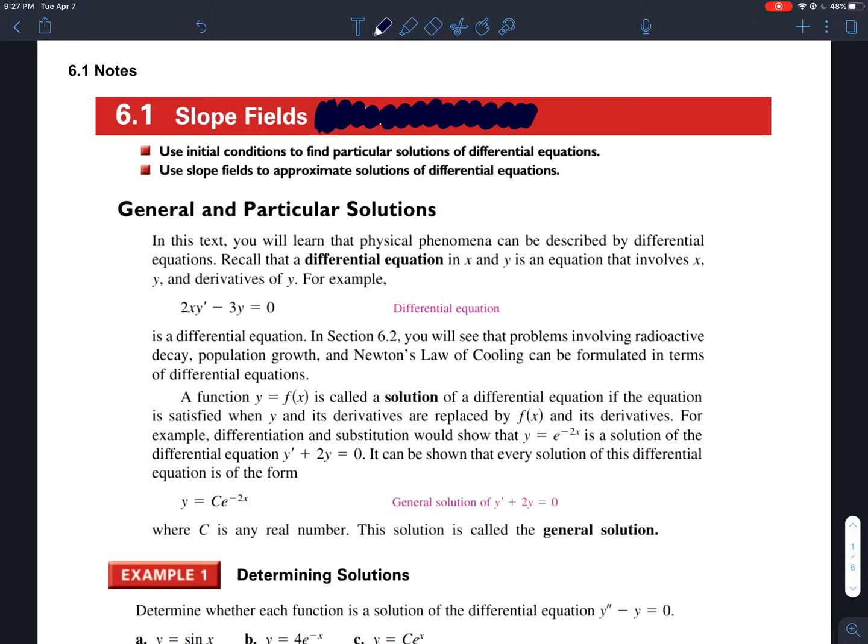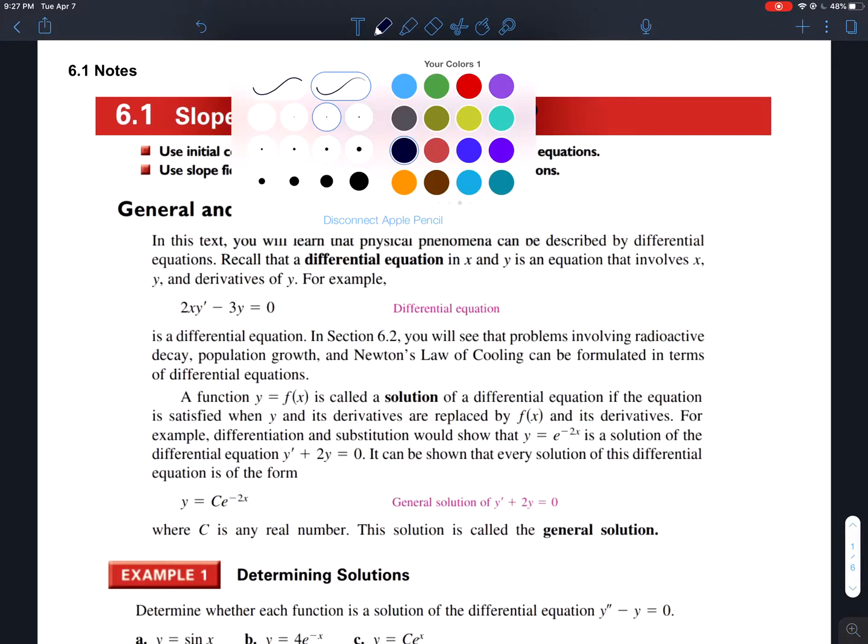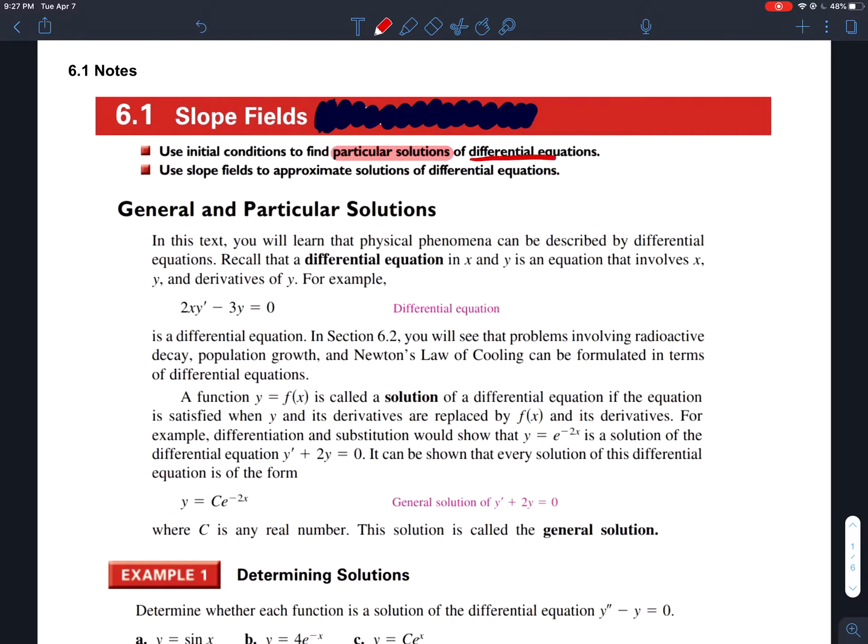So there are two main objectives here. The first is to use an initial condition to find a particular solution. And that phrase particular solution is something that we will spend a lot of time talking about, to what's called a differential equation. I think we have used this term in the past, but I'm going to define it again here in a moment. And then we're going to use slope fields to approximate the solution of a differential equation.